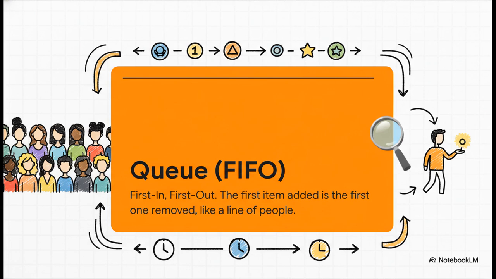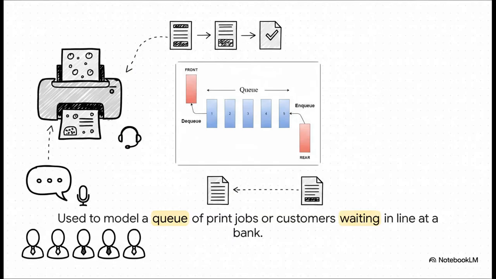Now, for our other organizer, the queue. This one works on a first in, first out principle, or FIFO. This is just like that line of people. The first one to get in line is the first one to be helped. It's all about being fair and keeping things in order. Adding an item to the back of this line is called enqueue, and removing from the front is dequeue.